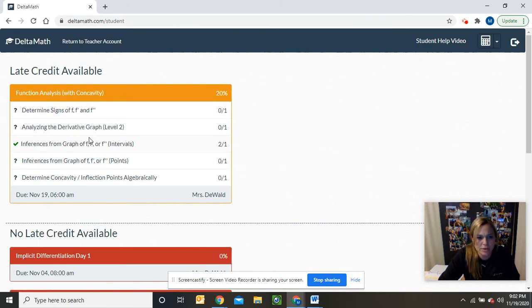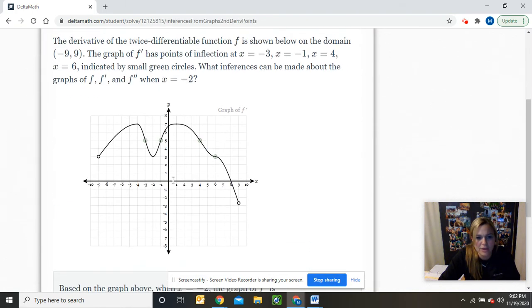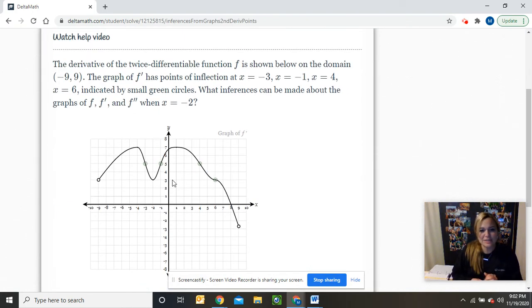How about we did this one? We have 2 more things to do. Okay, here. What inferences can be made about f, f prime, and f double prime when x equals -2? So this one is at a very specific point. We can still do the same thing where we're thinking about x, f, f prime, f double prime, and the connections between them. But at x equals -2, what's happening?